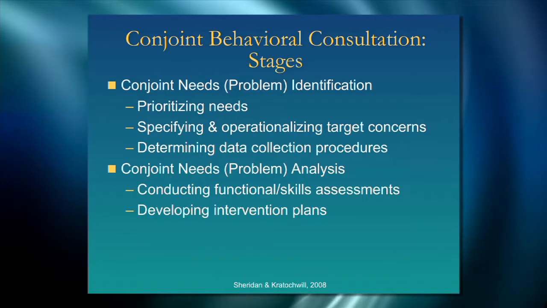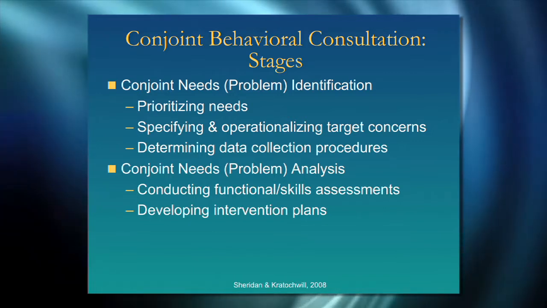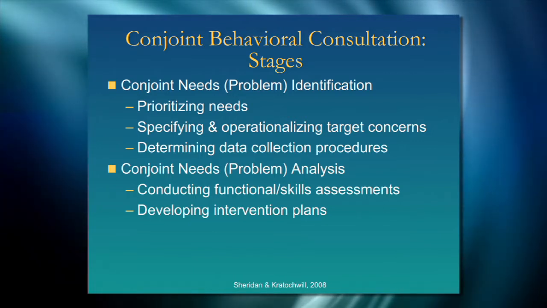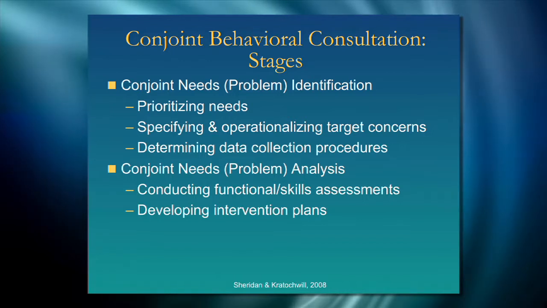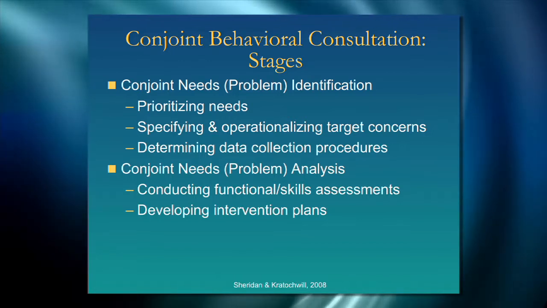So instead of problem identification as the first phase, we call it conjoint needs identification. It gets a little complicated here because you're trying to identify problems in two settings from the perspective of two people, and they may not agree right away on what the problem is. And so the needs that the parent perceives may be different from what the teacher perceives, and so we need to prioritize.